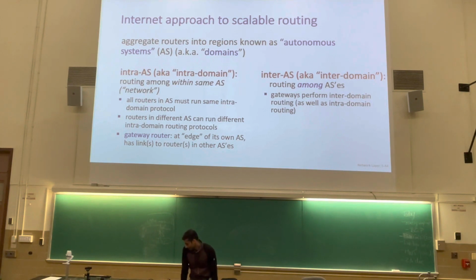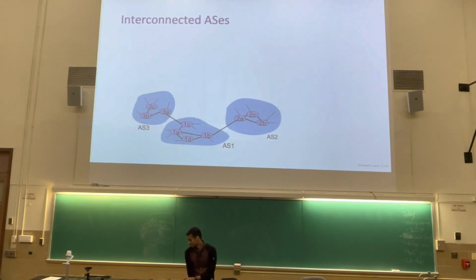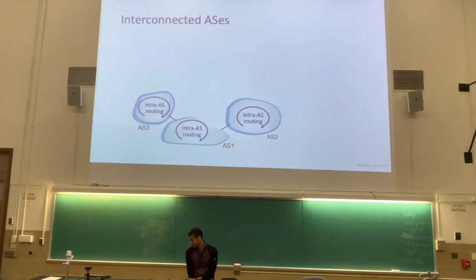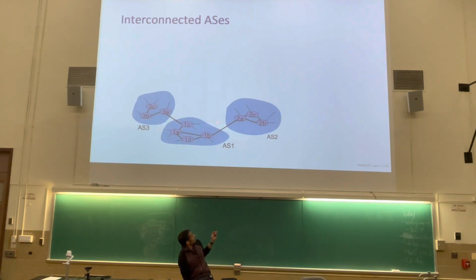So, let me show you a pictorial example. That's right there. It shows you 3 networks or 3 autonomous systems. Some of these routers are edge routers, so routers like 3A, for example, or 2A, 1B, these are edge routers or gateway routers. They're not the only routers that speak that inter-domain routing protocol. All routers, gateway or border routers, will speak this inter-domain routing protocol.